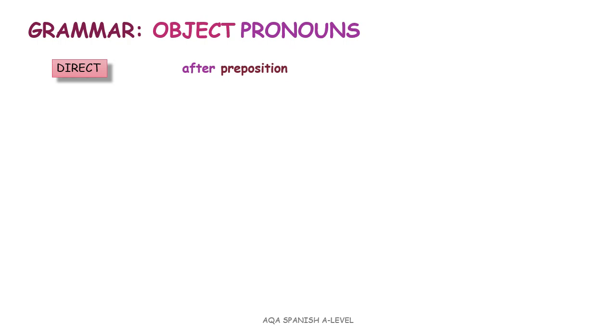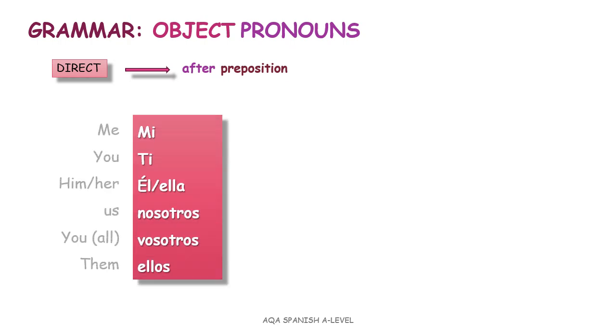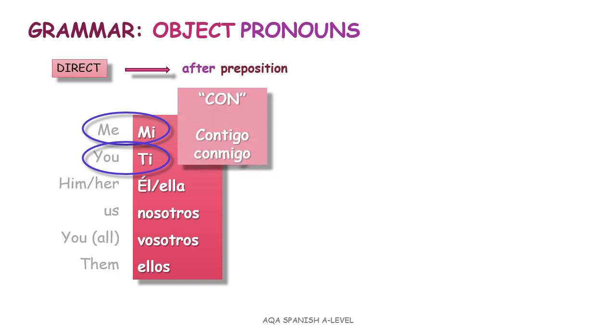And be careful with this. After a preposition, I'm now repeating what a preposition is, Spanish uses the normal subject forms, with the exception of me becomes "mí" in Spanish, you becomes "ti". The rest, him, her, us, you all, are the normal subject forms, "él, ella, nosotros, vosotros, ellos". And we have an exception of the exception with "con", with. They change to "contigo", with you, and "conmigo", with me.